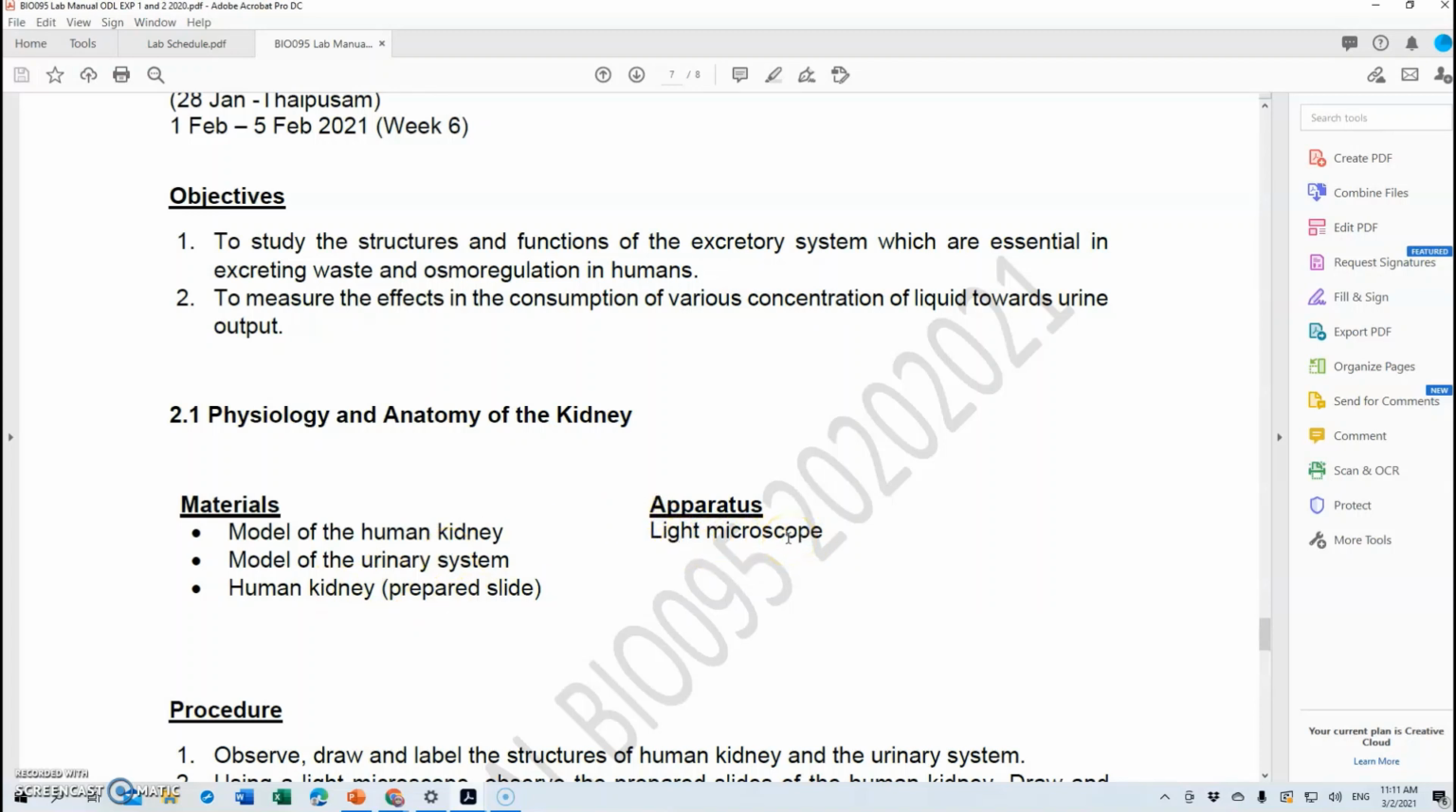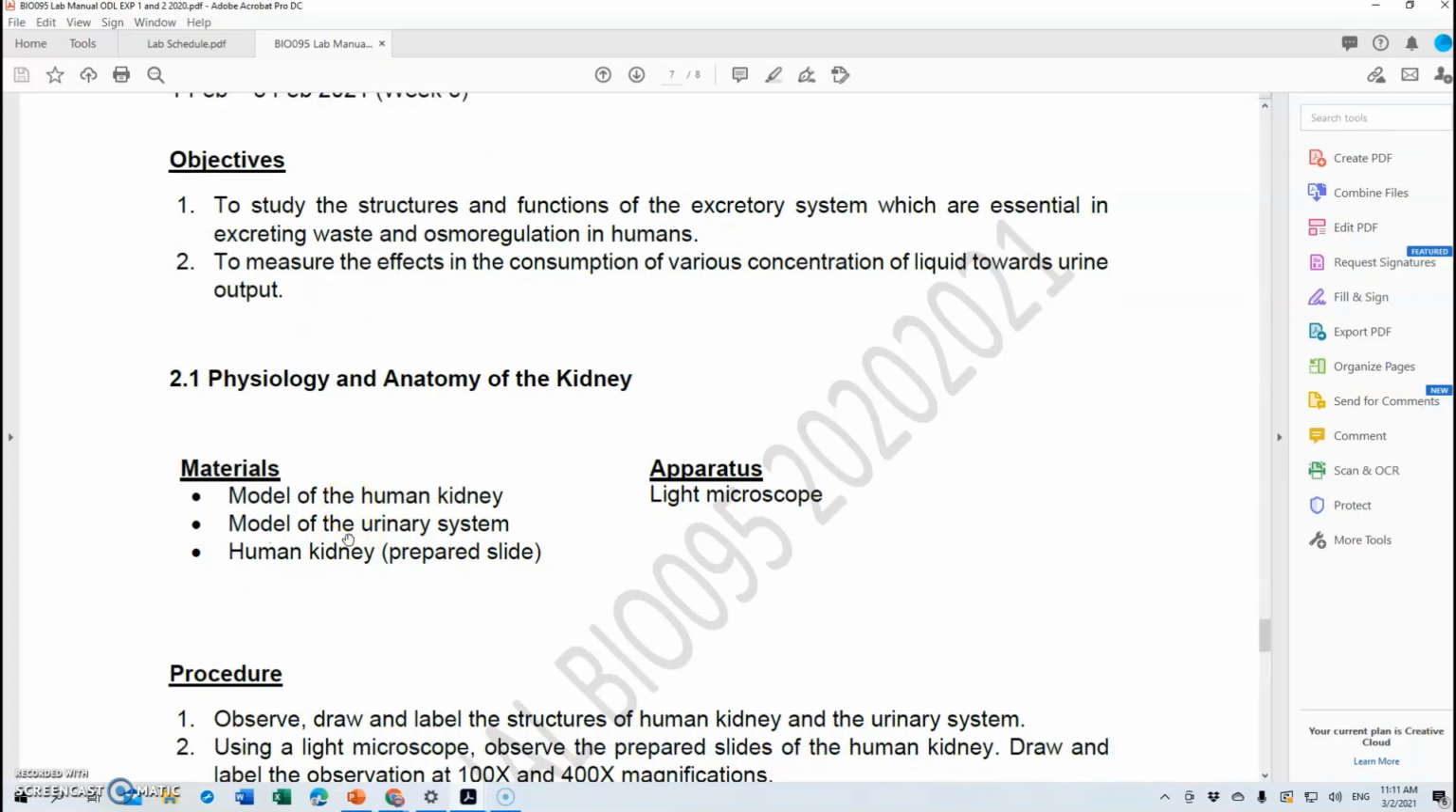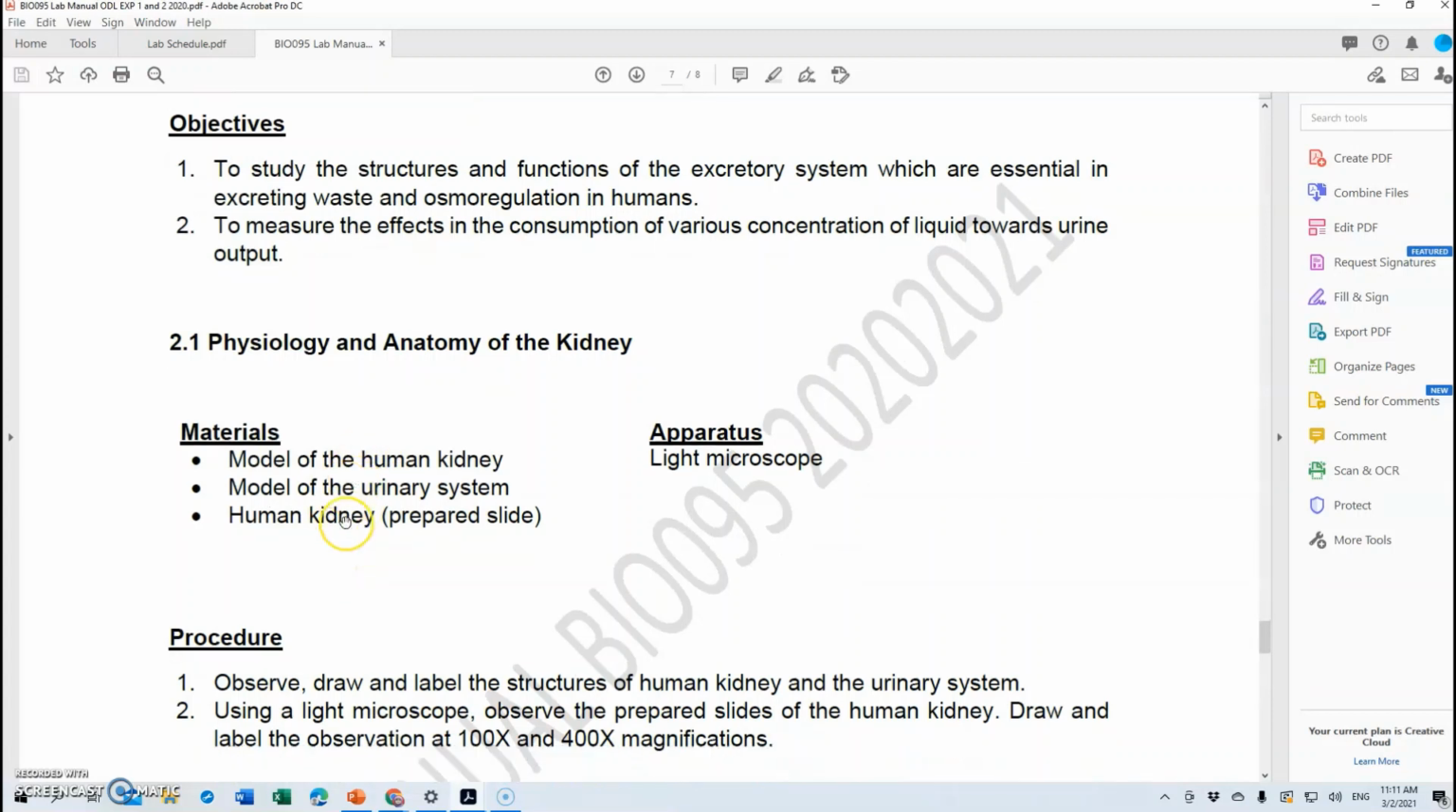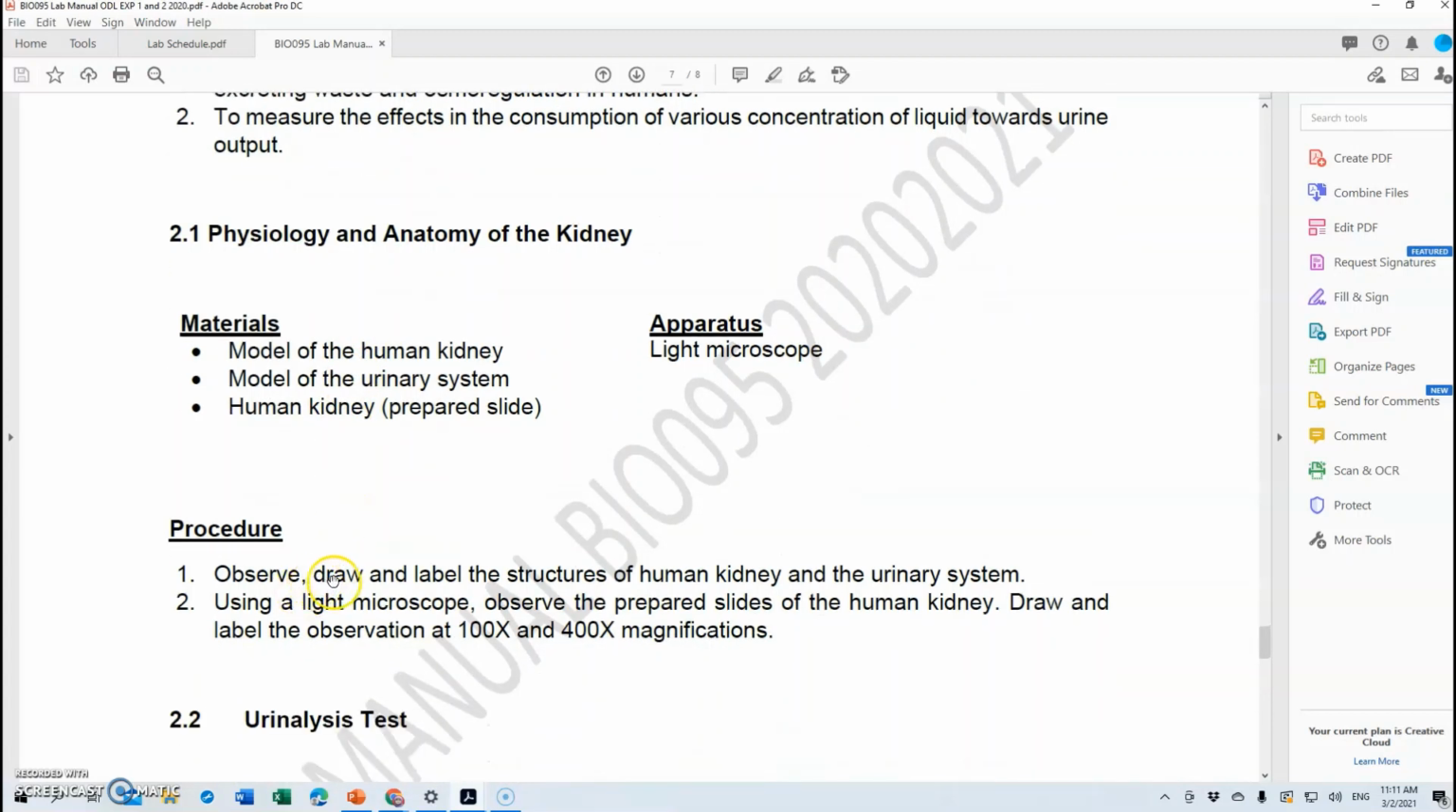But because this experiment is not face-to-face, you are not going to use the light microscope. You are just going to observe and draw the image of the prepared slide of the human kidney. So there are structures that you have to draw and also label. I will show you the pictures for all the three items, okay, materials. Basically, the procedure: observe, draw and label the structures of the human kidney and the urinary system. So I will show you the picture later.